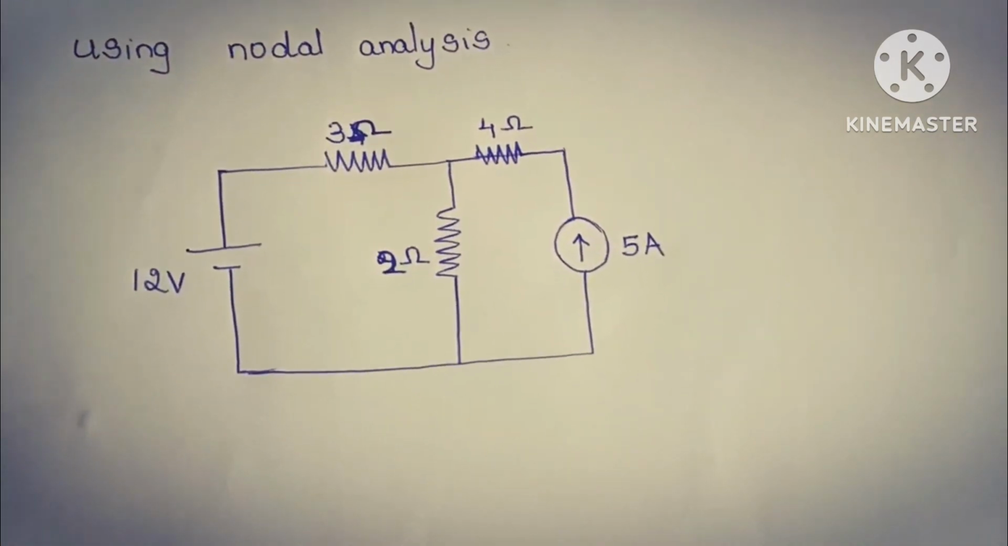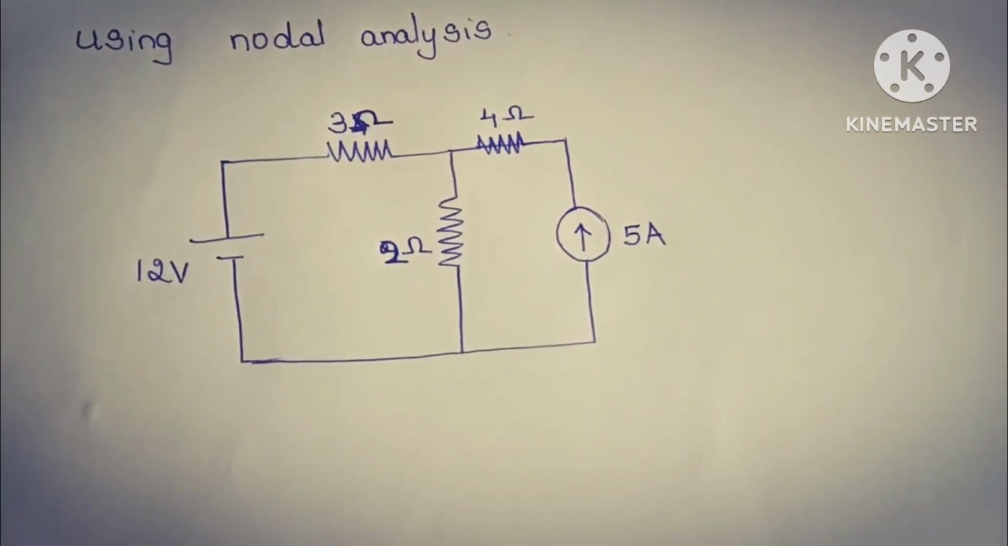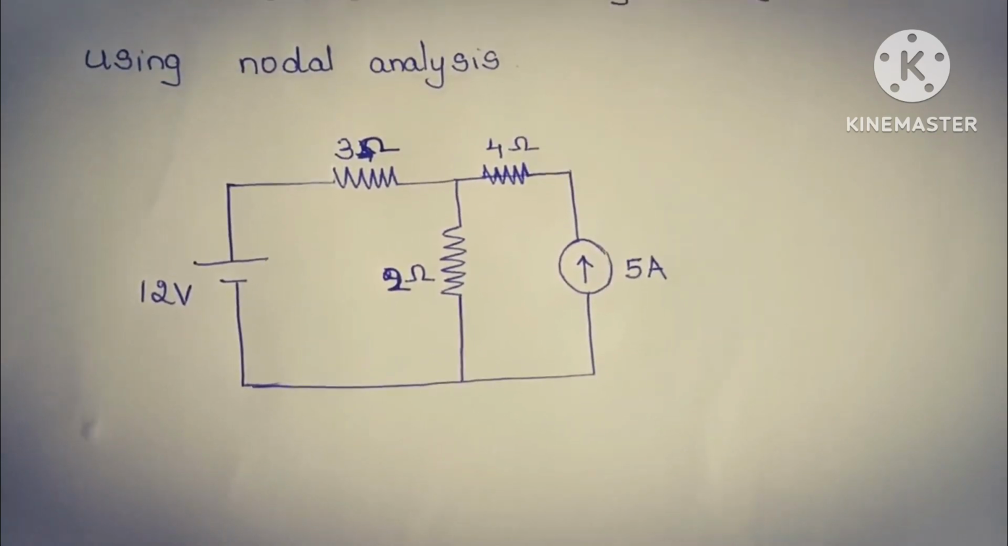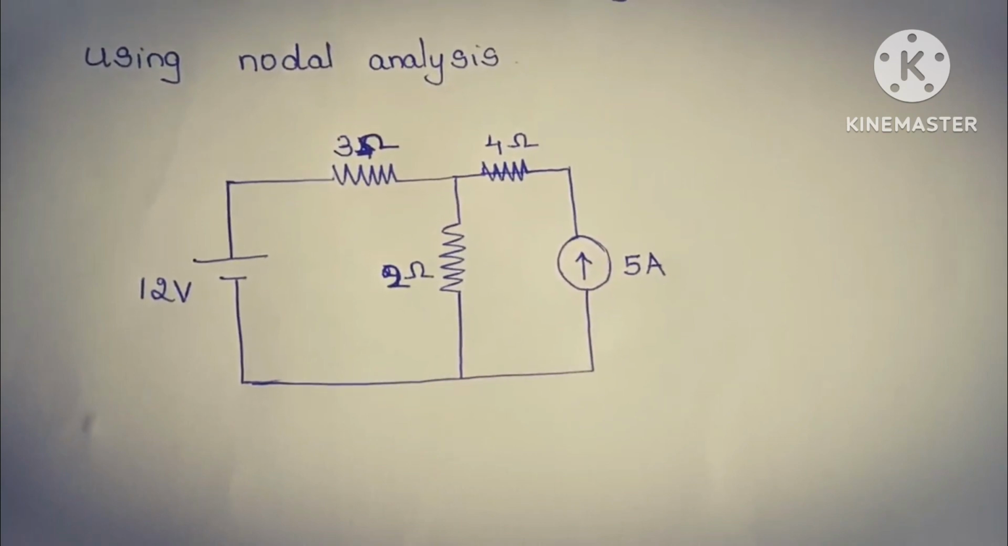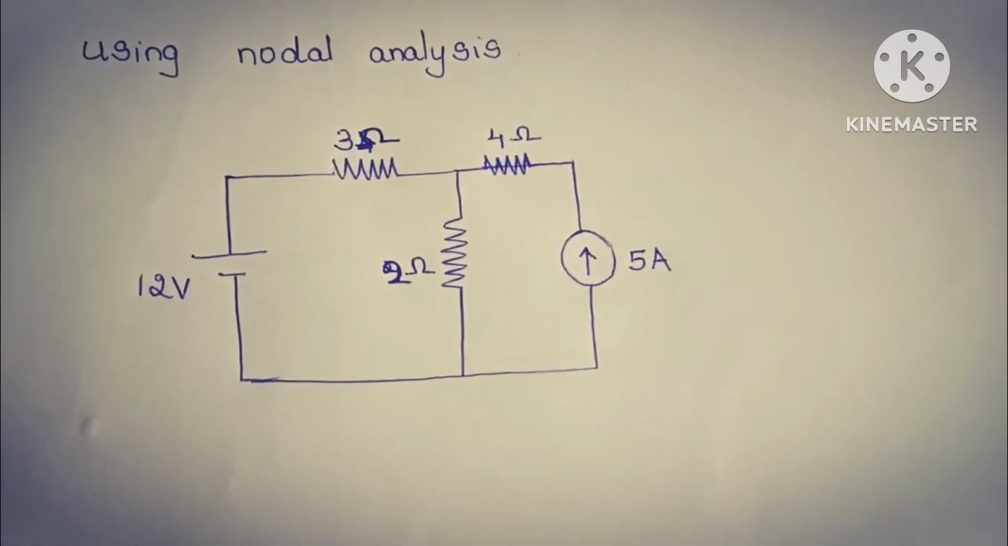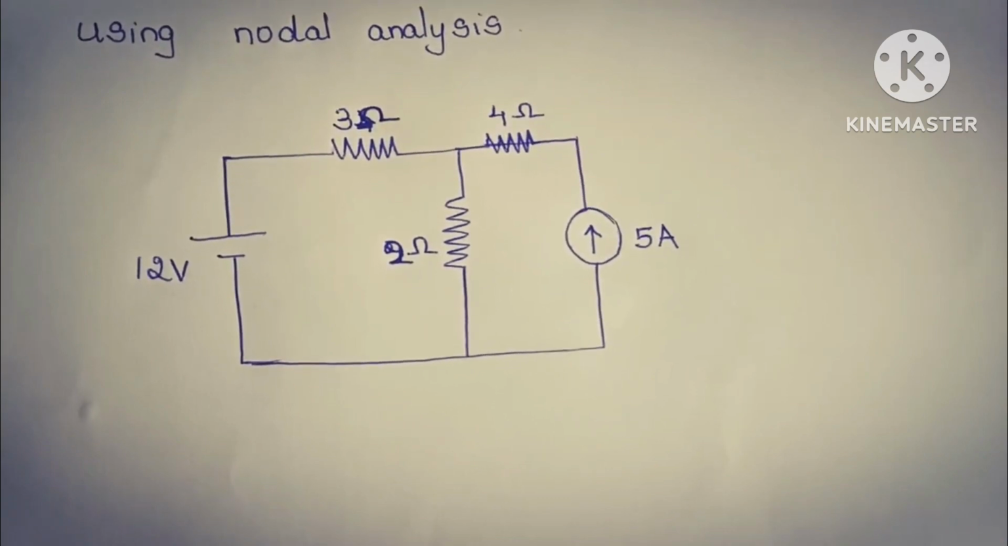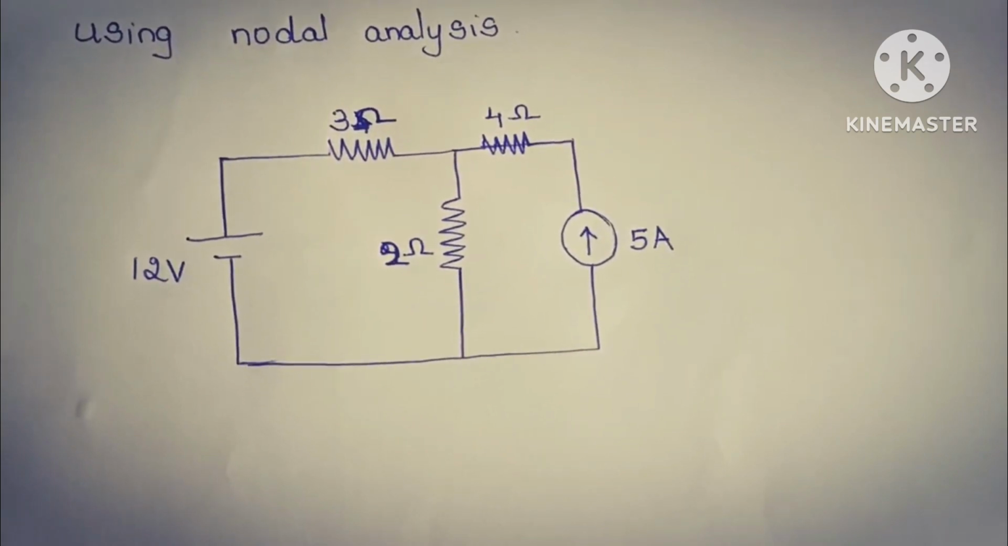So the first step in nodal analysis is we need to identify the nodes. And what is a node here? Here we need to find a node at which there are more than two elements connected.